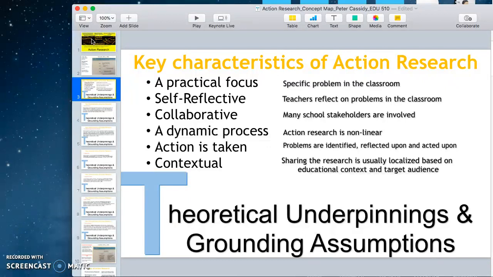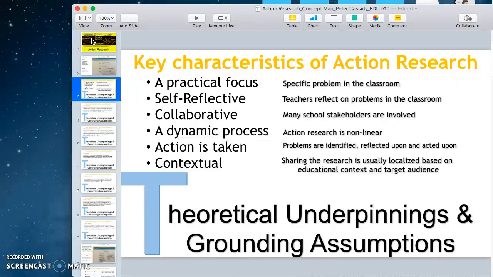Now, action is taken in action research, so you're going to develop an action plan and implement it. So it's not just for publishing in a journal, data that you found and interesting trends and whatnot. You're actually going to implement something in the classroom and see how the students change based on what you implement. So it is very action-based.